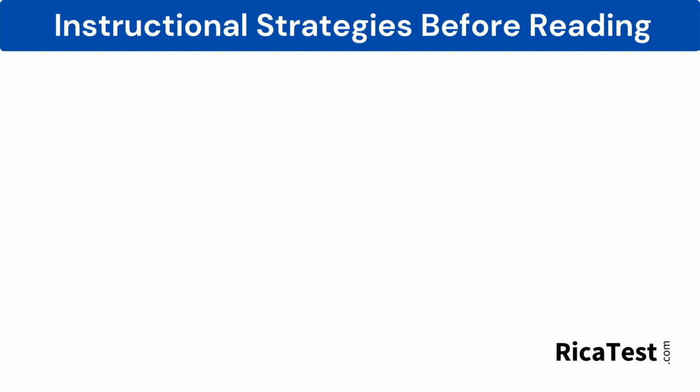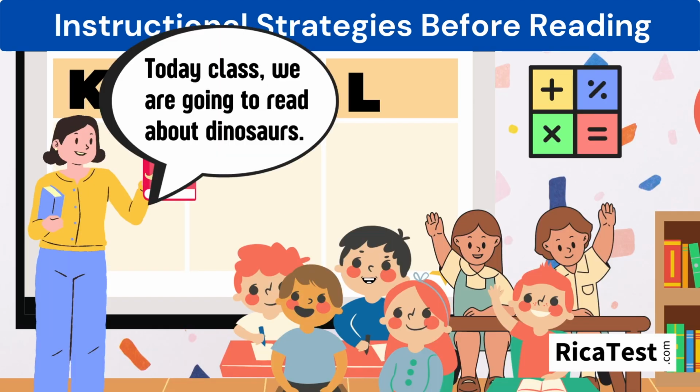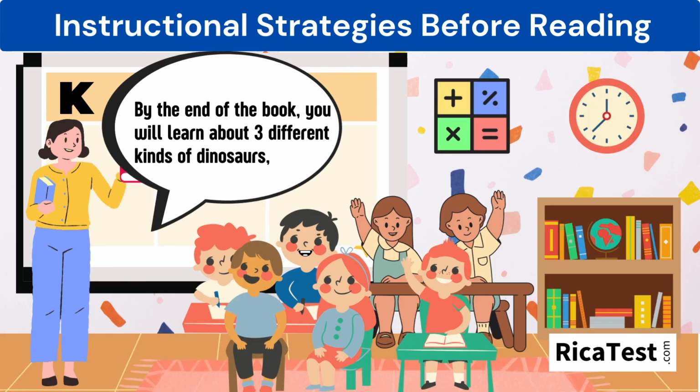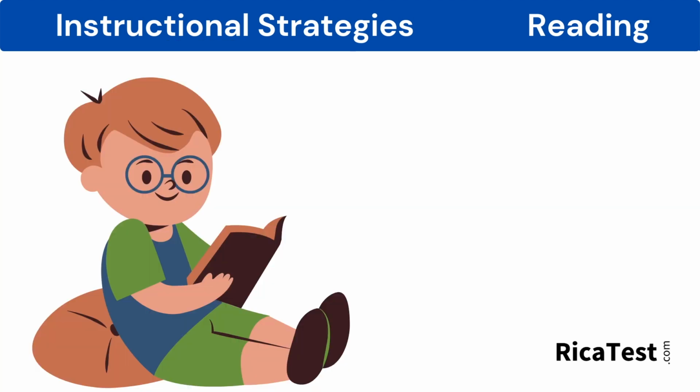Finally, another direct way of orienting students to new texts is to set a purpose for the reading that the students will do. Again, these strategies work well interconnectedly. So even if the teacher did use a KWL chart, they can still set a purpose and it would be really good for the students. In this case, the teacher might say, "Today, class, we are going to read about dinosaurs. By the end of the book, you will learn about three different kinds of dinosaurs, their habitats, diets, and where we mostly find their fossils today."